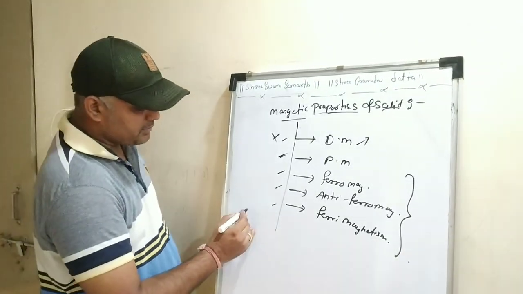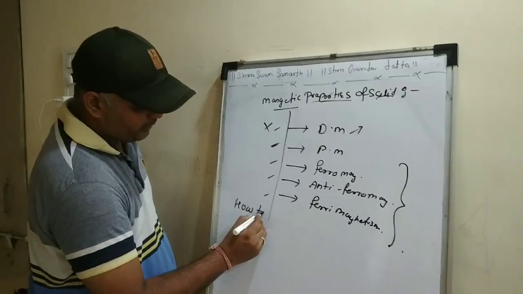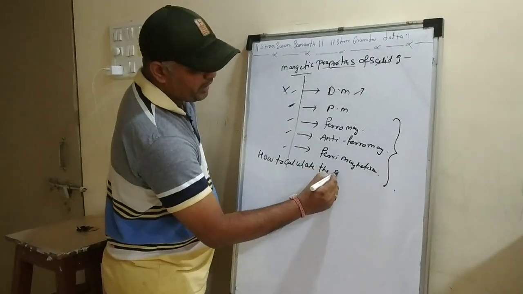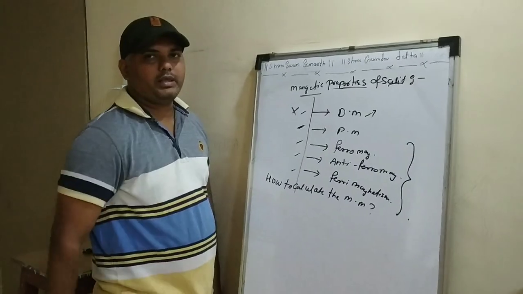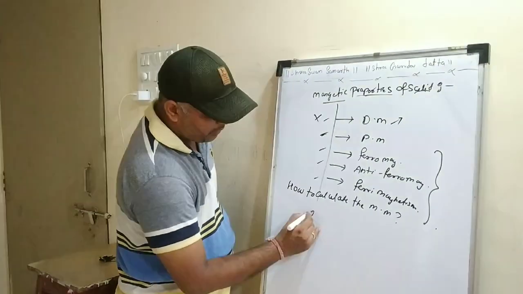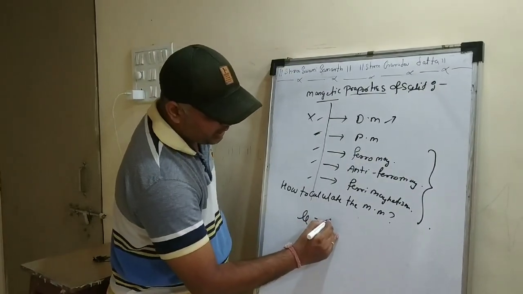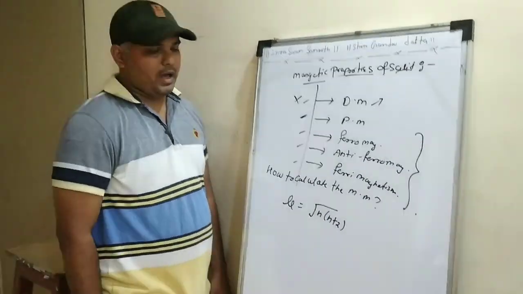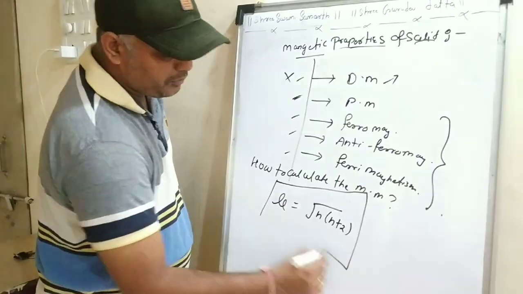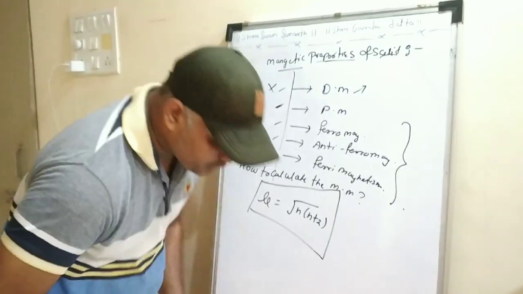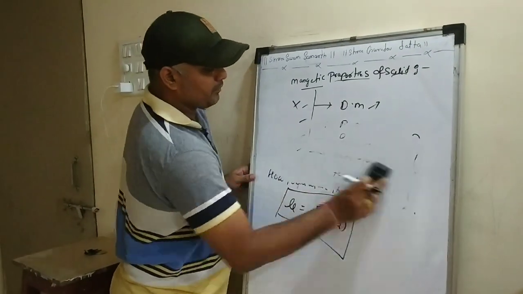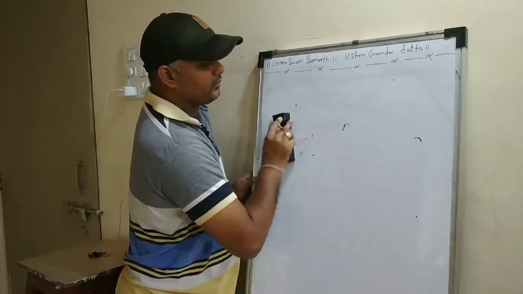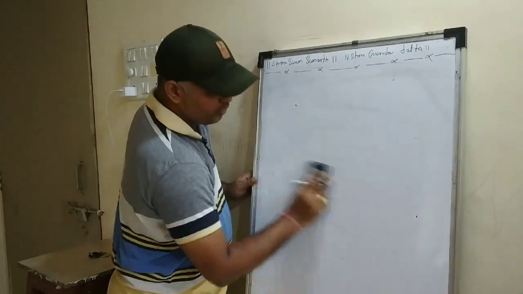Now the question comes, how to calculate the magnetic moment. We can calculate the magnetic moment by using this formula: mu is equal to under root of n plus 2. This is the formula applied for the calculation of the magnetic moment, right? So let's see how to solve this particular problem. We'll take one problem. I request all the students to note down the problem.